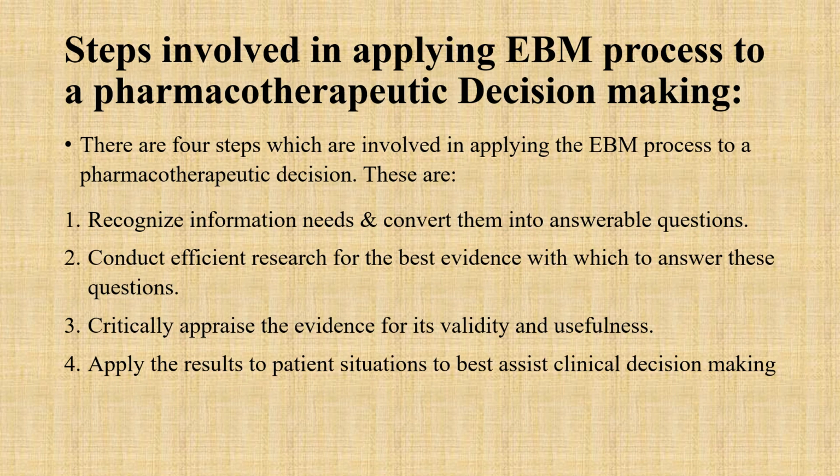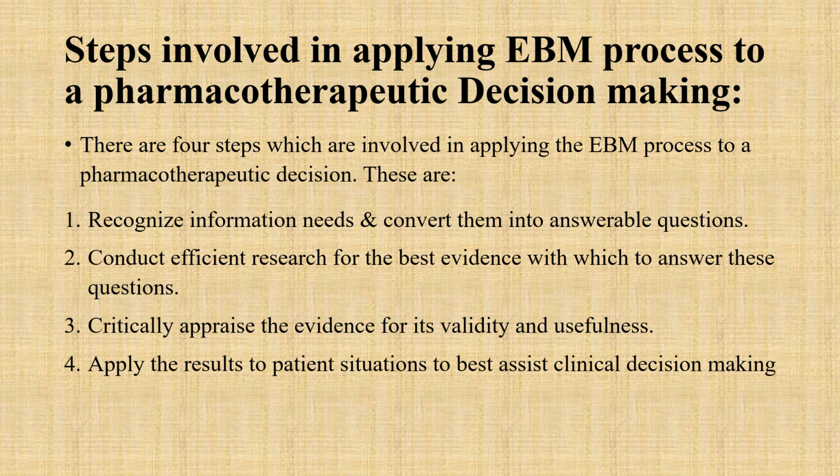Next point is steps involved in applying the EBM process to pharmacotherapeutic decision making. There are a total of 4 steps involved in applying the EBM process to a pharmacotherapeutic decision. First step is to recognize information needs and convert them into answerable questions. That is, we should recognize the need for information and convert this need into an answerable question. That is, we have to frame some questions.